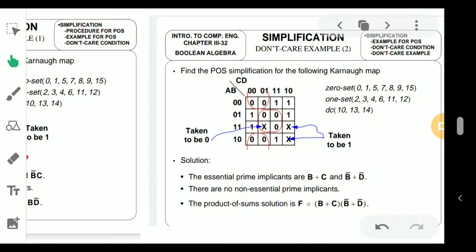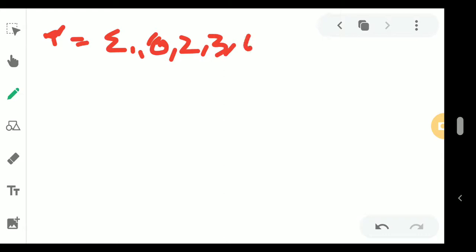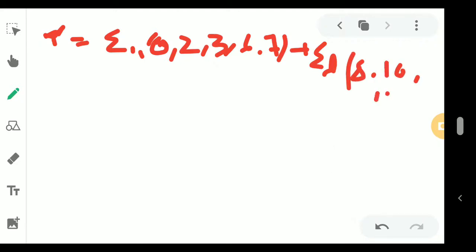Okay, so I am explaining one with a don't care expression. Otherwise you will be unable to understand the don't care expression. Okay, the question can be given like this: y equals summation m of 0, 2, 3, 6, 7 plus summation d, that is the don't care, 8, 10, 11, 15.